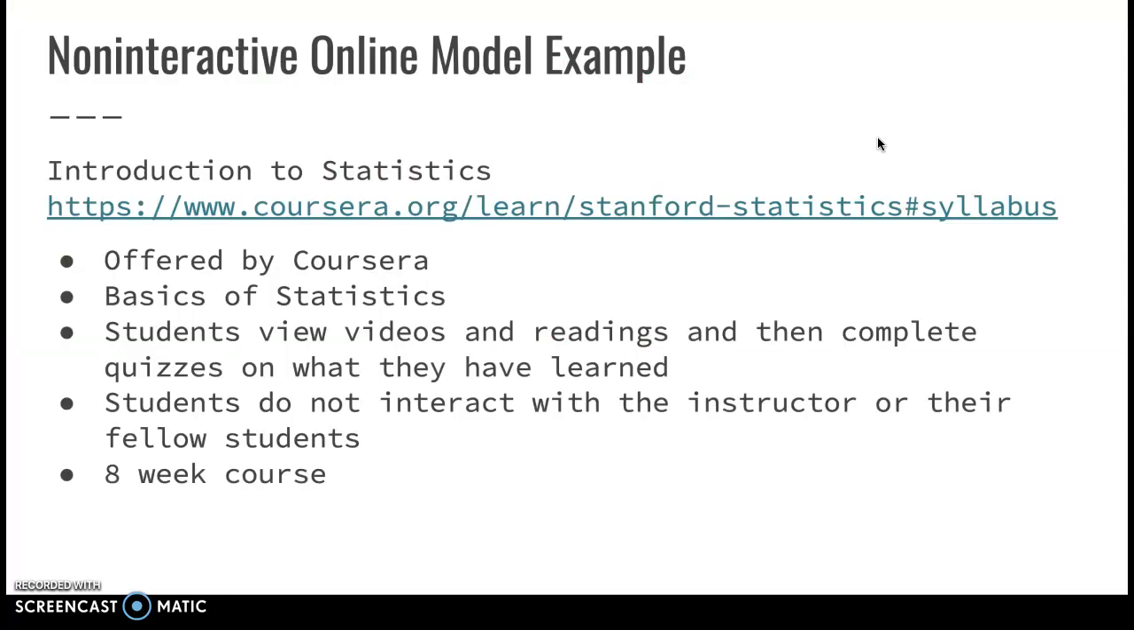The non-interactive online model example I found is named Introduction to Statistics. This course is offered by Coursera, and it covers the basics of statistics. The students view videos and readings, and then they complete quizzes based on what they have learned. The students do not interact with the instructor or fellow students at all, and this is also an 8-week course.